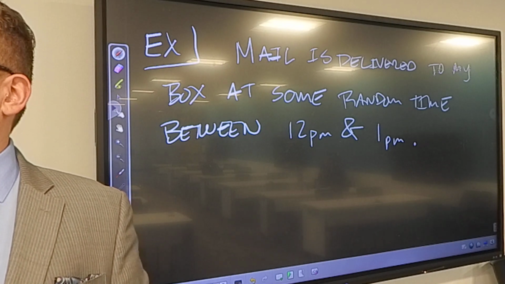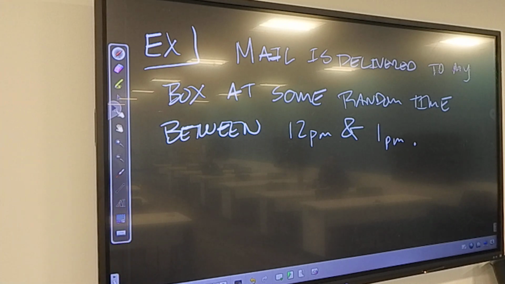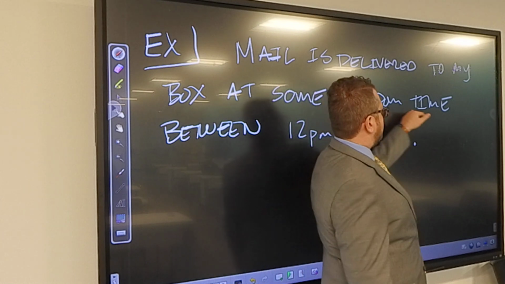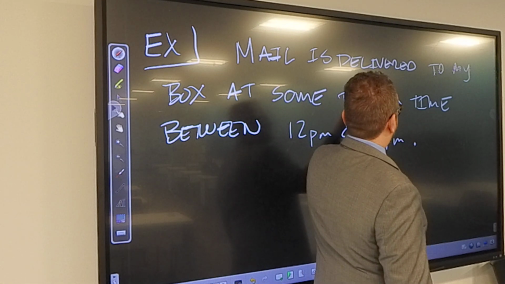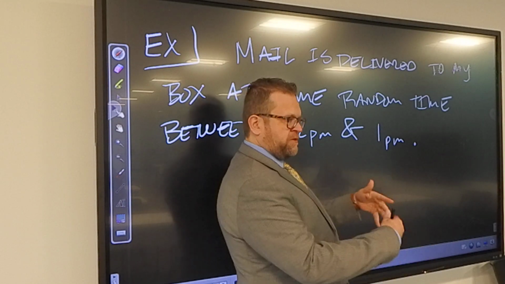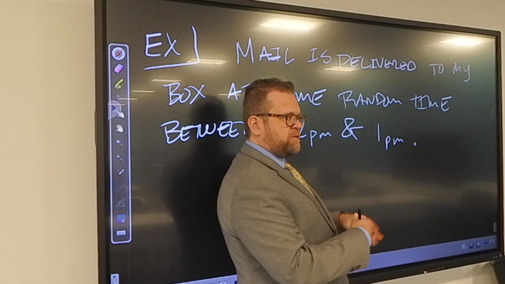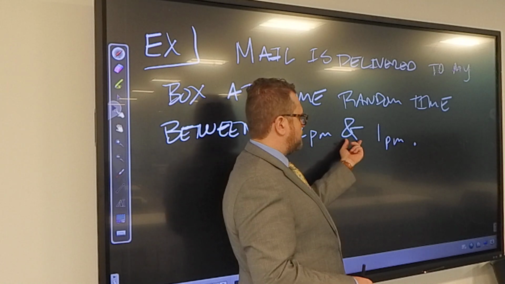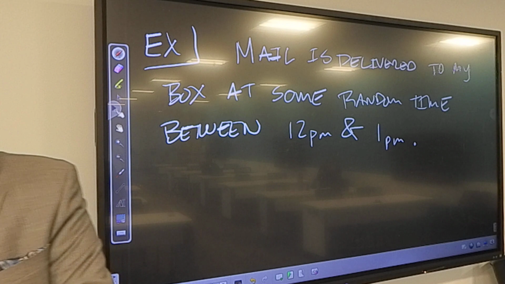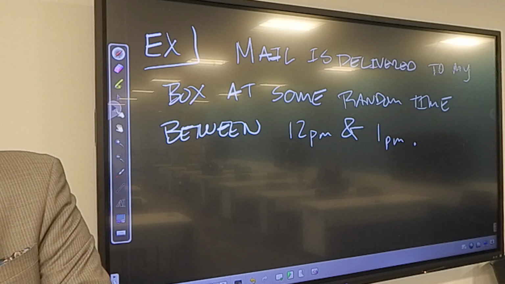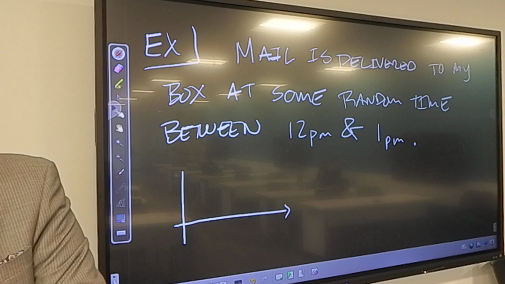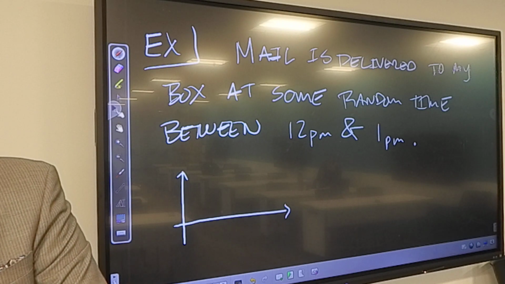Okay, so the mail is delivered to my box at some random time between 12 and 1. Now, this randomness indicates that any of the times between 12 and 1 is equally likely. The mail is equally likely to show up at 12 as at 12:30 or 12:45. This distribution is what you would call uniform, because all of the probabilities are equally likely.